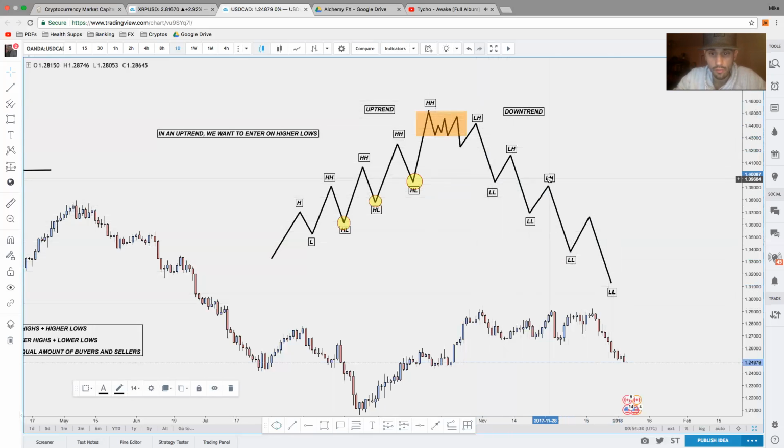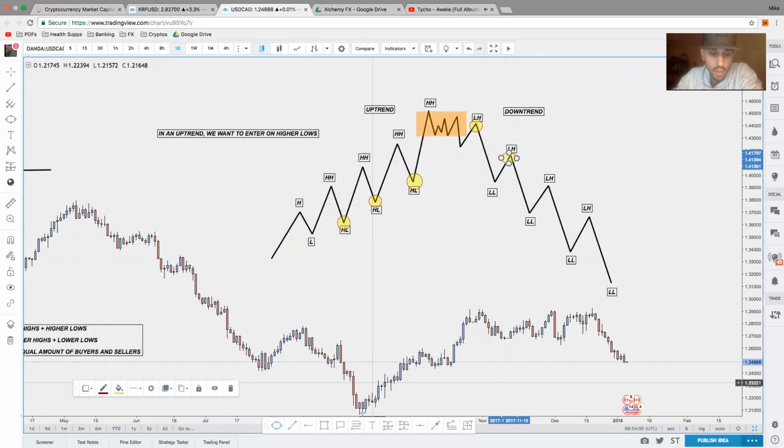So let's look at the symmetry here, right? In an uptrend, there's higher highs and higher lows. In an uptrend, we want to buy, enter on the higher lows. So in the downtrend, where do we want to enter and buy? Logically, if it's a seller's market, on the lower highs. This is where we want to enter.